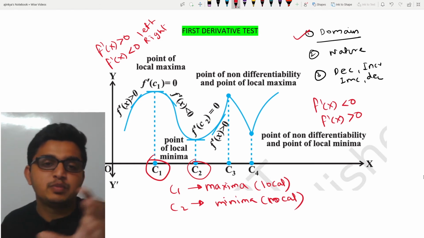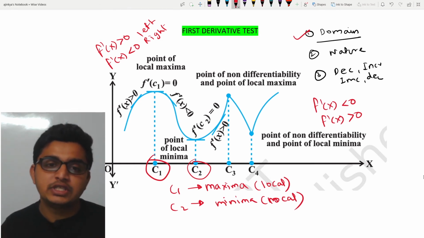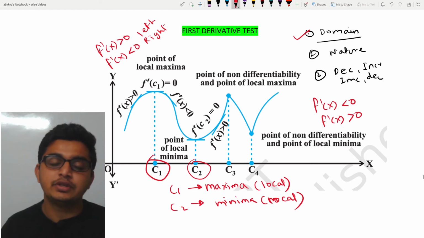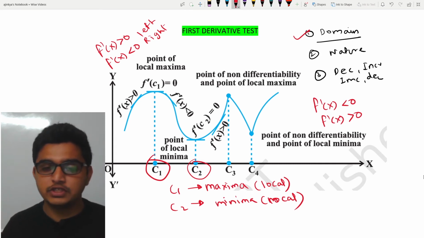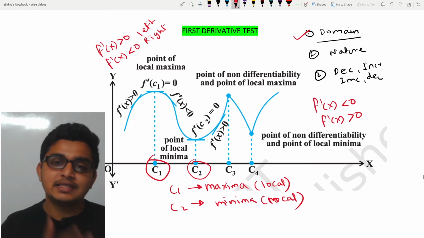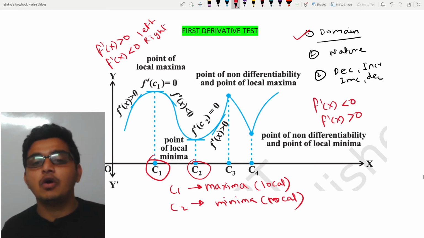And these particular points are just giving you the exact information where the function's value is going to be maximum or minimum. These are not the exact values of that particular function. So we'll try to take an example and then we'll try to understand how this works.